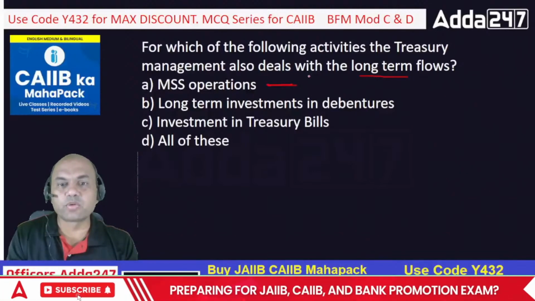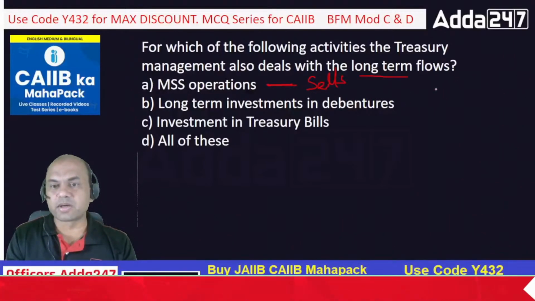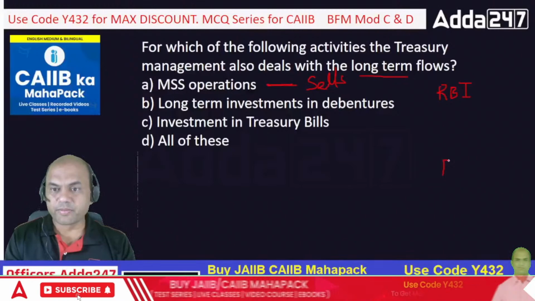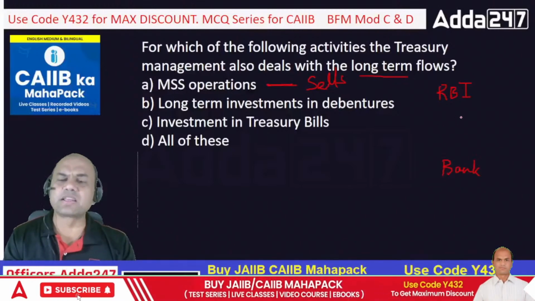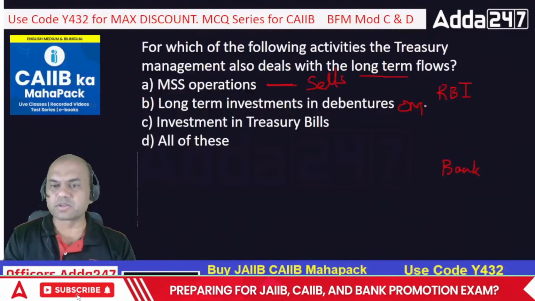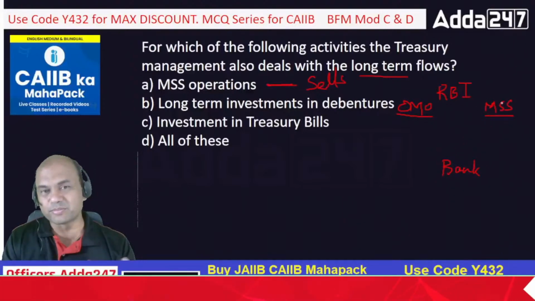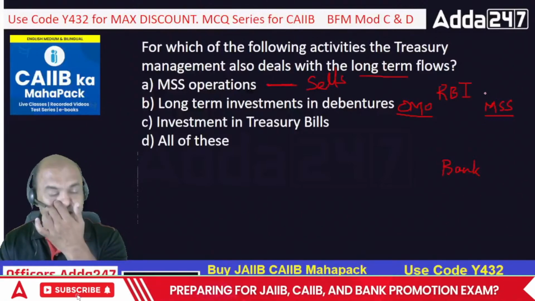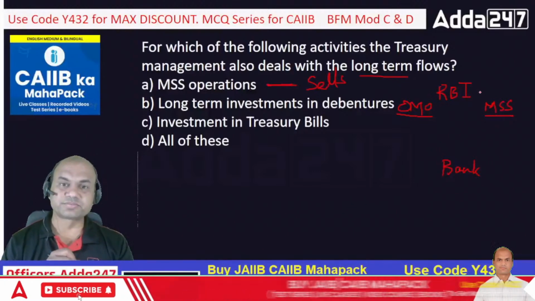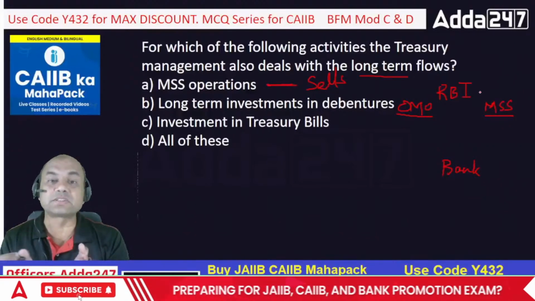In MSS, RBI only sells the bonds. Remember, in OMO what happens? I'll explain both. I'll write OMO first and then MSS also. What is the MSS full form? Market Stabilization Scheme. Understand the word stabilization: RBI wants to stabilize the market.